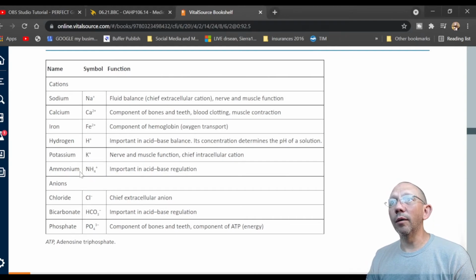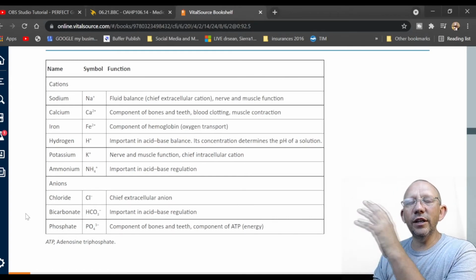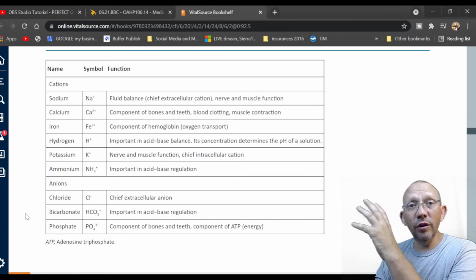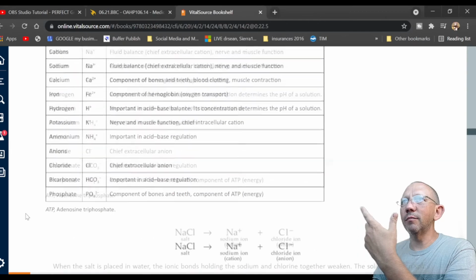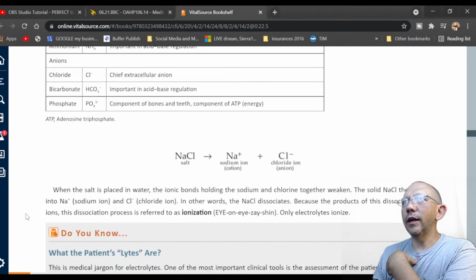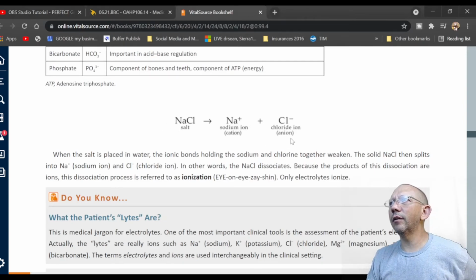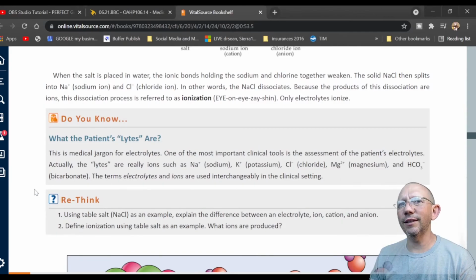And then ammonium, or ammonia, for acid-base regulation. This has to do with the way you break apart proteins. Then chloride, bicarbonate, and phosphate. These are good to understand as part of it. At least if you recognize them when you hear them, you think, hey, that's part of the body, and you recognize when something isn't part of the body, like uranium, which shouldn't be part of the body. Here we go. Sodium chloride becomes sodium ion and chloride ion. The solid splits into sodium and chloride. The ionization usually takes electricity to do that kind of thing.